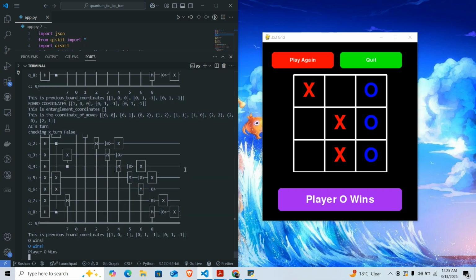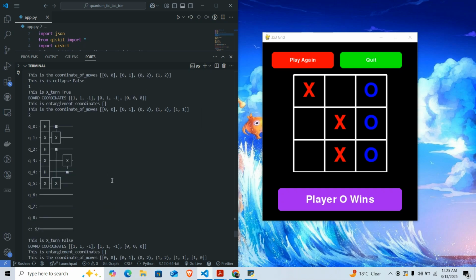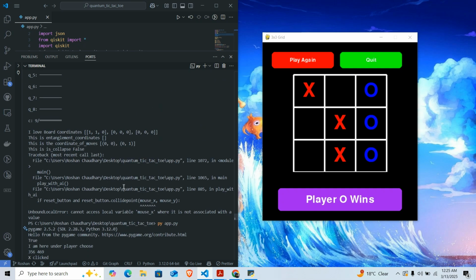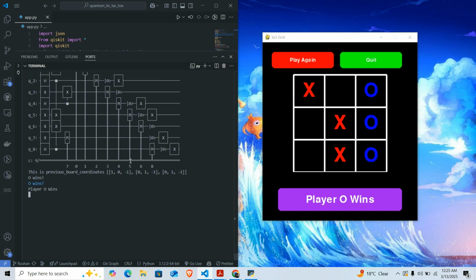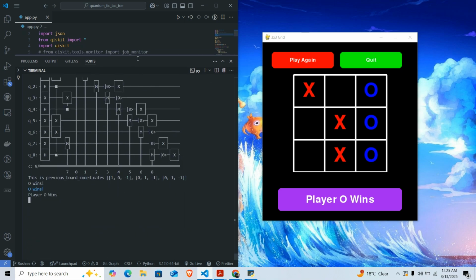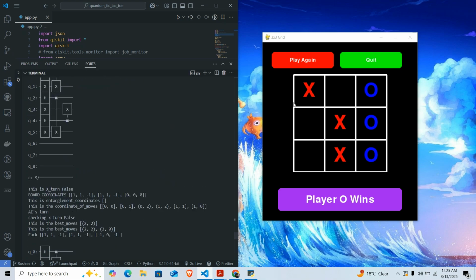With this game we can easily visualize the concepts of quantum mechanics and teach anyone quantum mechanics very easily. That was the main goal of this project. Thank you.